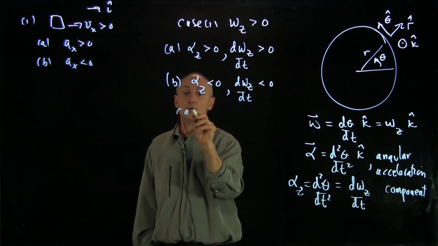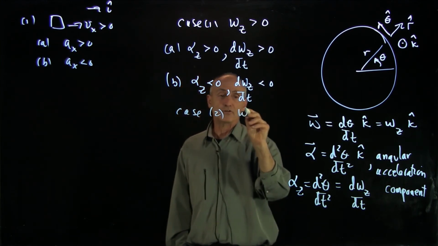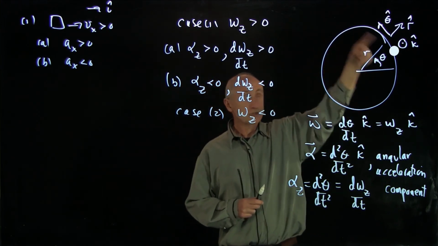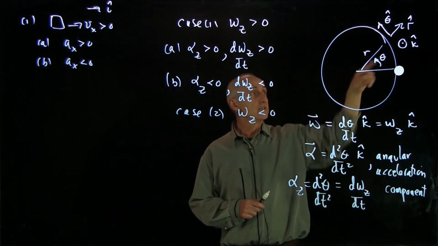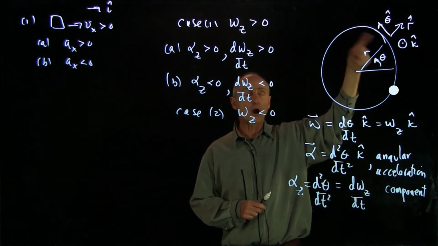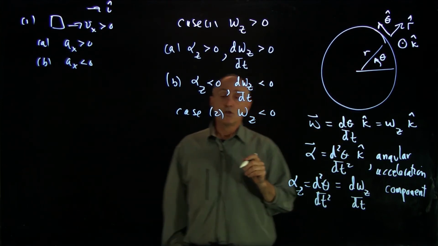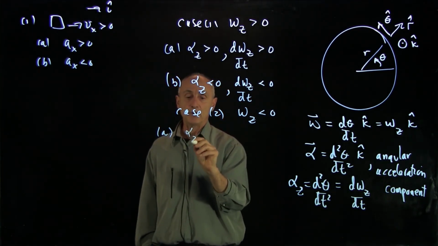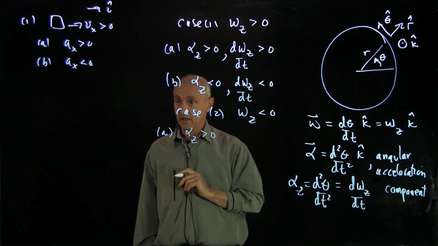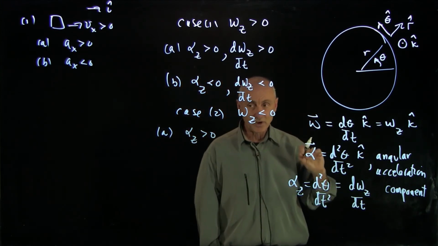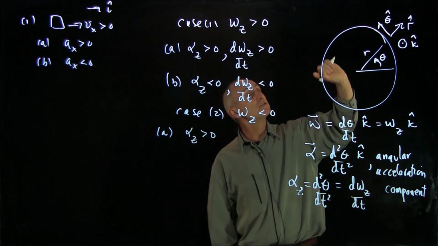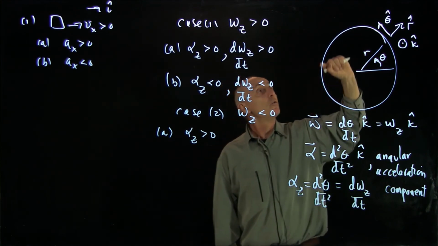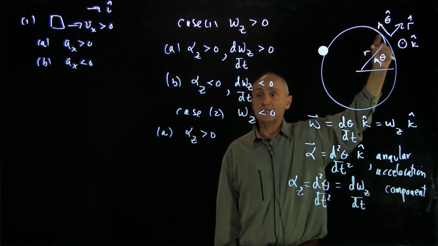Now, let's look at case 2, which is always a little bit complicated for circular motion, where omega z is less than 0. In that case, the object is moving in the clockwise direction because the angle theta is decreasing, corresponding to clockwise motion. So once again, let's consider the two examples. The first example is a positive component of angular acceleration. Now, this is the one that can be a little bit confusing. The object is moving clockwise, but it has a positive alpha z, which corresponds to slowing the object down.